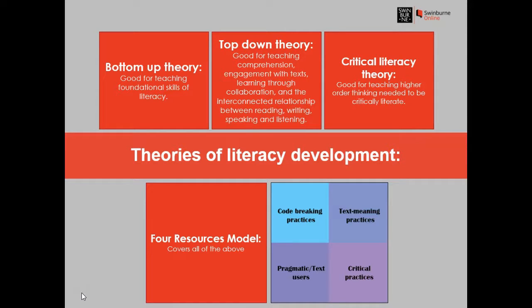One way for teachers to apply critical literacy is to implement the 4 resources model. And a real advantage of this model over others is that it essentially incorporates the features of bottom-up theory, top-down theory, and critical literacy theory into the one model.